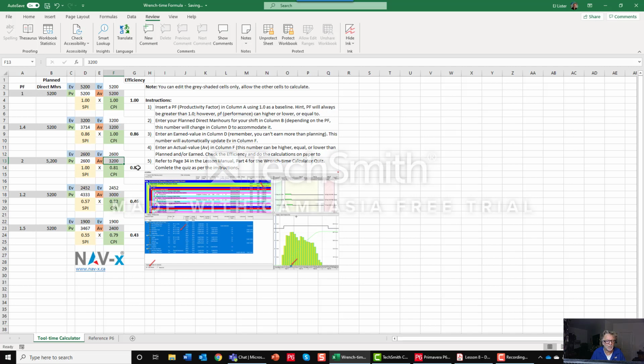So again, I'm down at 80% here. So my efficiency is 0.8, which is fine if I had already determined that I'm going to put that into my plan as I schedule. So I program that, and that's how I schedule.